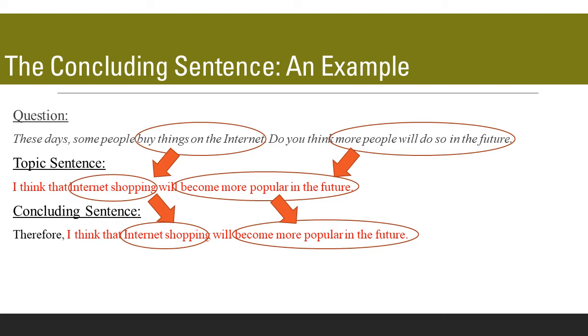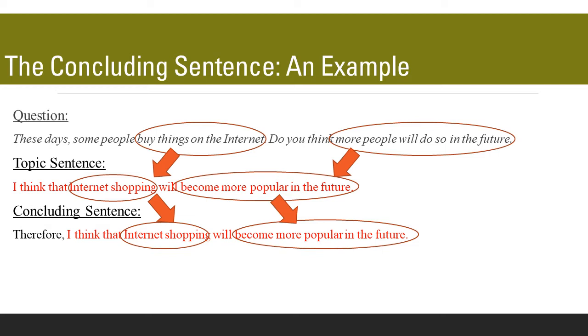Here, the question, these days some people buy things on the internet. Now, buy things on the internet got repeated in the topic sentence as internet shopping. Again, a little word change, but same meaning. Internet shopping is repeated in the concluding sentence, just like that. Likewise, in the question, more people will do so in the future. More people that will do so in the future is repeated in the topic sentence. It's become more popular in the future. More people doing something is the same as becoming more popular. Those are the same, even though the words are a little different.